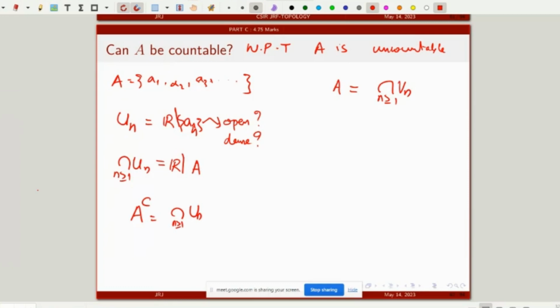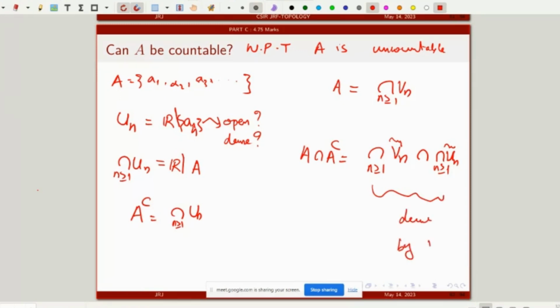Yes, ma'am. So then this A intersection A complement, you can write it as the intersection over n greater than or equal to 1 of Vn, intersection with the intersection of Un. All these Vn's are dense open sets, all these Un's are dense open sets. Altogether, it is an intersection of countably many dense open subsets. So this right hand side has to be dense by Baire category theorem.